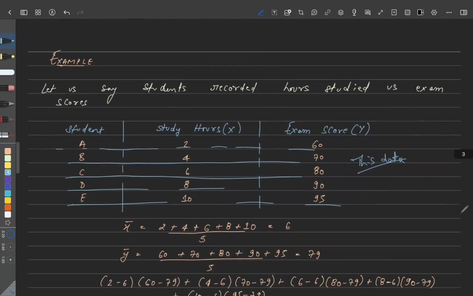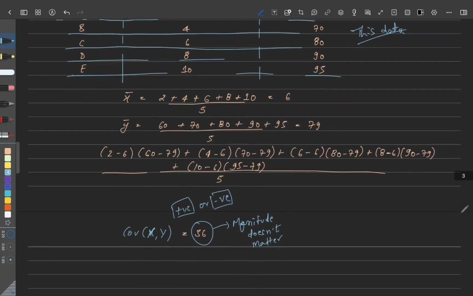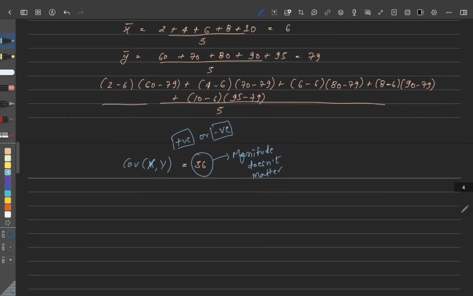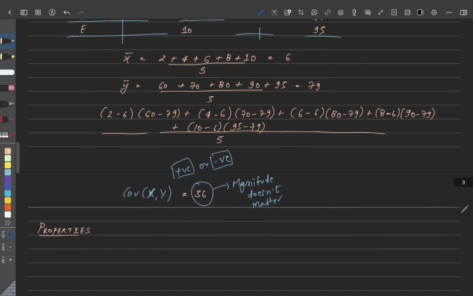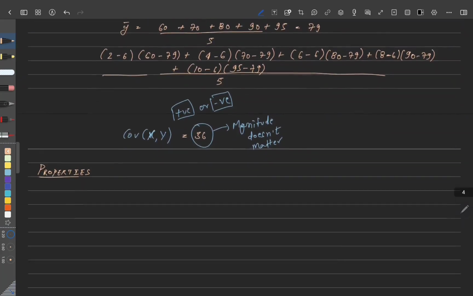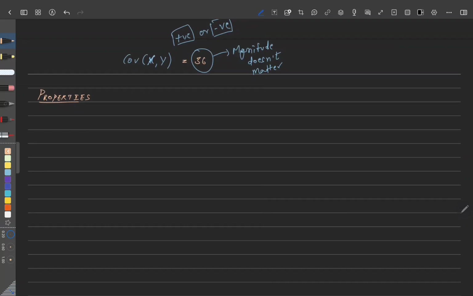So this is not predicting or foretelling. This is just saying that for this data, this is the relationship between these two. Now let us see some properties of covariance. We'll see these properties quickly because you can try this yourself. Now you have understood the concept and the formula, so I won't deep dive too much into this.